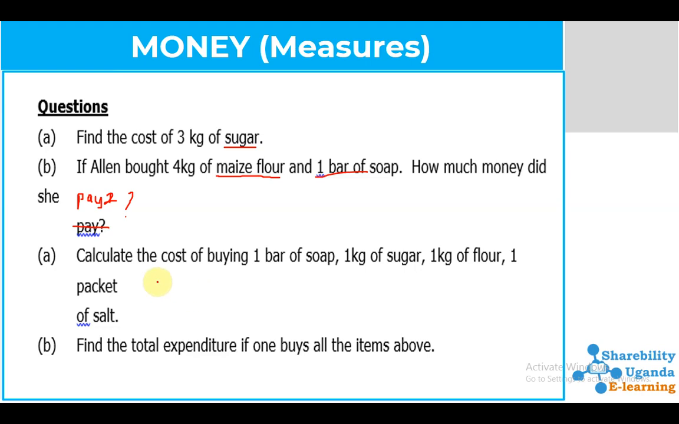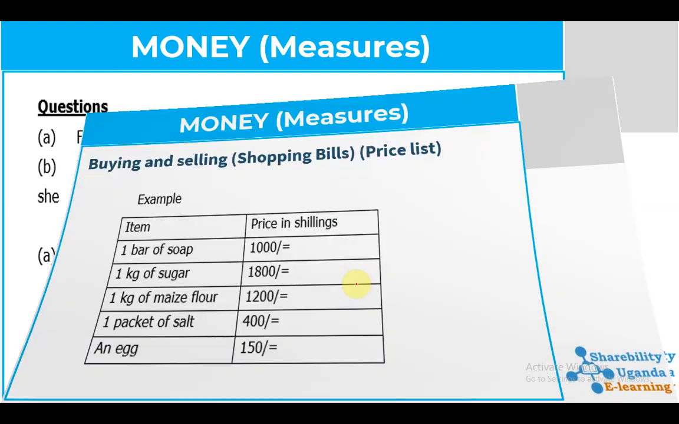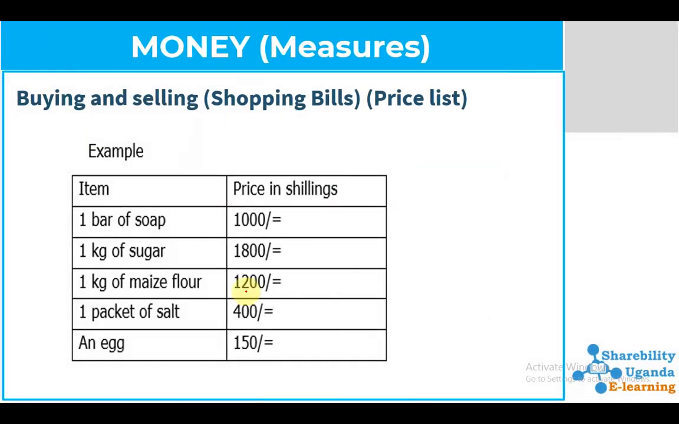They want you to get the cost of 1 bar of soap, sugar, then 1 kg of flour, then 1 packet. So this question requires you to come back here. They are talking of 1 bar of soap, which is 1,000, 1 kg of sugar, which is 1,800, maize flour, which is 1,200, then this, which is 400.